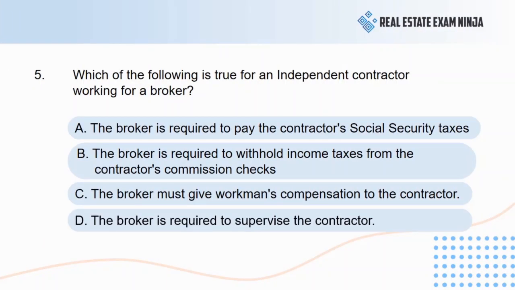Number 5. Which of the following is true for an independent contractor working for a broker? A. The broker is required to pay the contractor's Social Security taxes. B. The broker is required to withhold income taxes from the contractor's commission checks. C. The broker must give workman's compensation to the contractor. D. The broker is required to supervise the contractor.